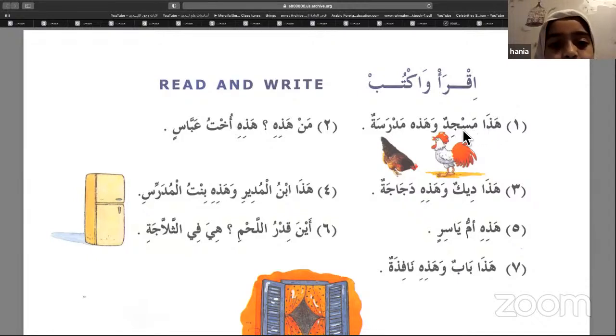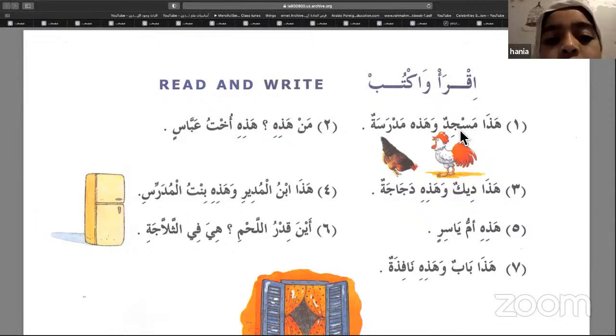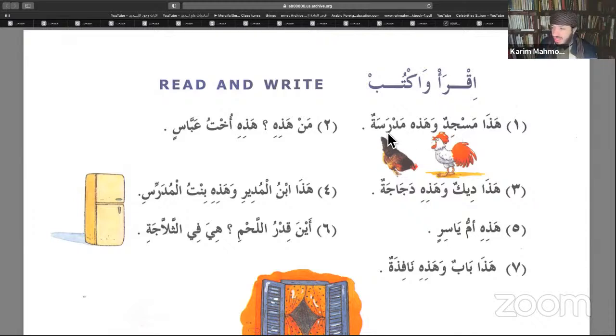Okay. هذا مسجد means. From the masjid? Oh, it doesn't mean a masjid. From the هذا masjid. It's 2 words. This is from the masjid. This is a mosque. This is a masjid. Okay. وهذه مدرسة.